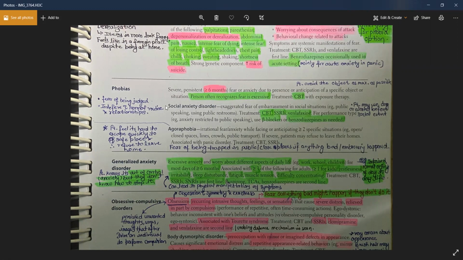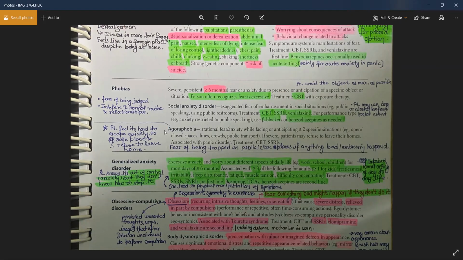So how can you differentiate between the SAD and the agoraphobia? Tell me. In both conditions, you are avoiding public places or crowded places or interacting with a new person. So how will you differentiate between the SAD and the agoraphobia?